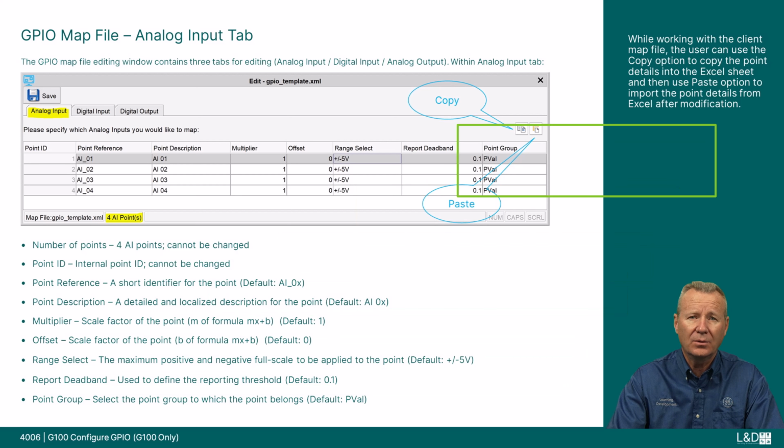Within the digital input tab, the total number of DI points is 8 and this cannot be changed. Point ID: internal point ID, cannot be changed. Point reference: a short identifier for the point, default DI_0x. Point description: a detailed and localized description for the point. The default is DI0x. On state is a text description of the one state which is displayed in the local remote HMI when the respective digital input is in the on state.